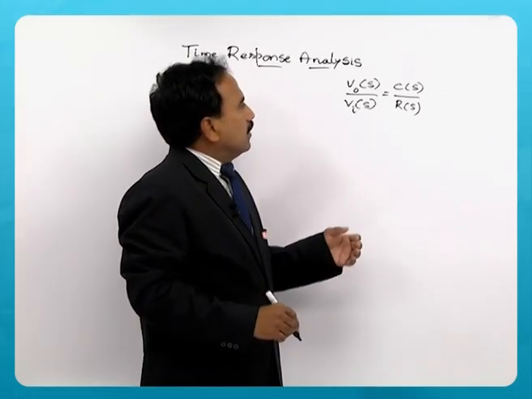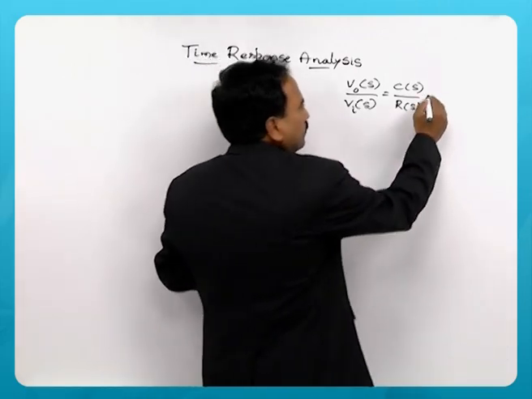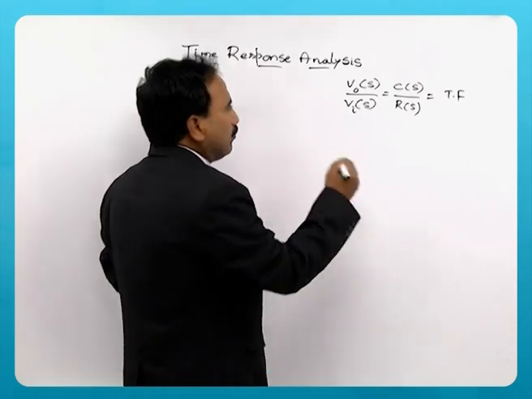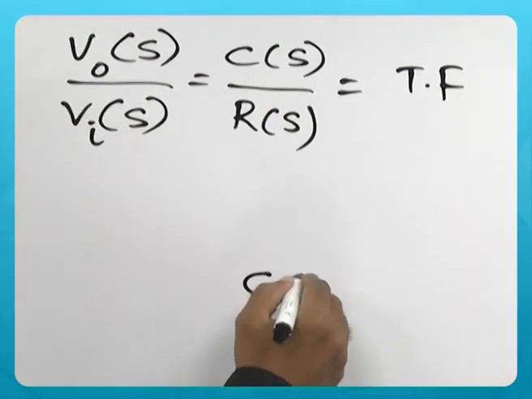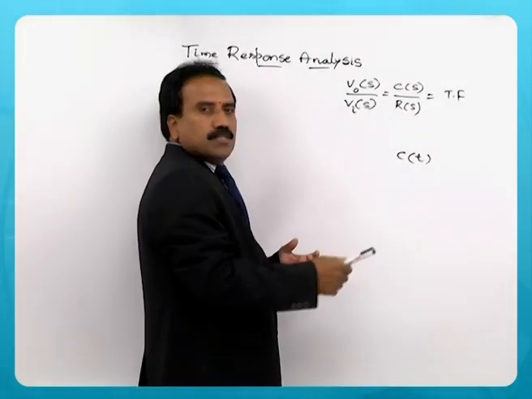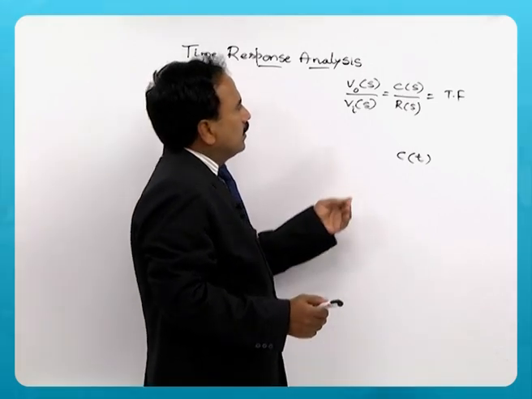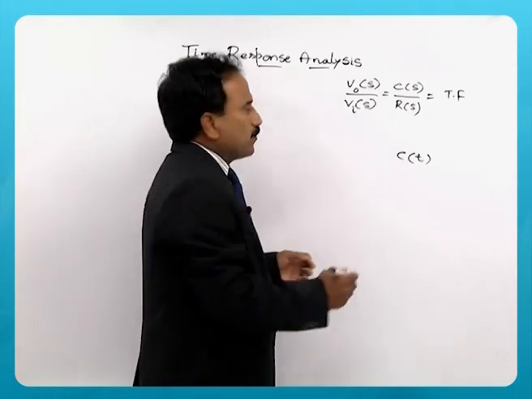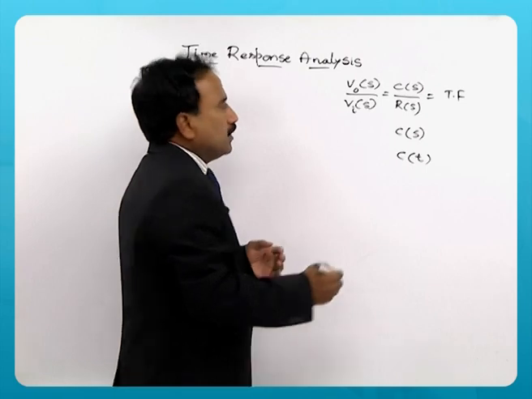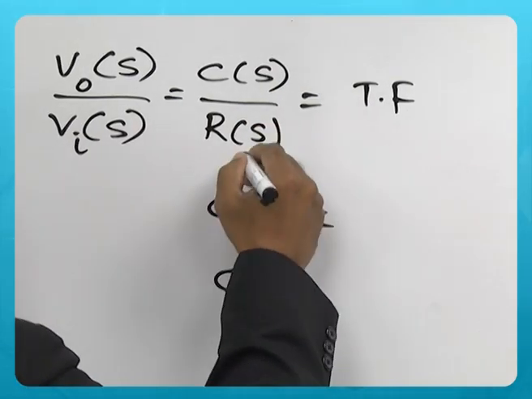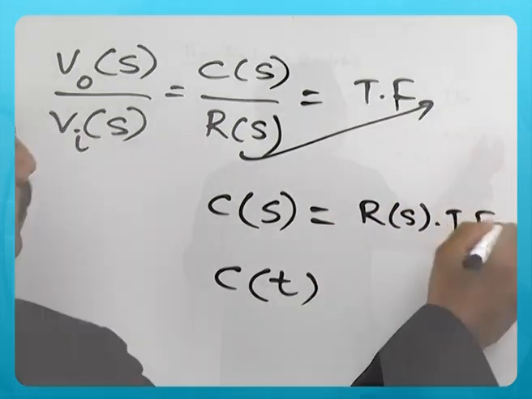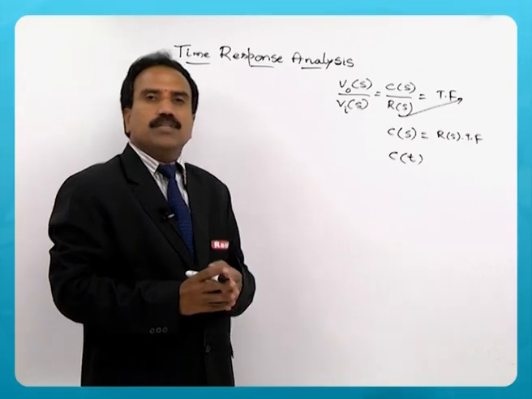Now, that is given by some system, it may be a transfer function of a system. Then if I want to get C of t, that is the time response, this is in the Laplace domain. So, you need to apply inverse Laplace transform to get this. Before getting C of t, C of s is equal to R of s into the system, and that system is in the form of a transfer function.